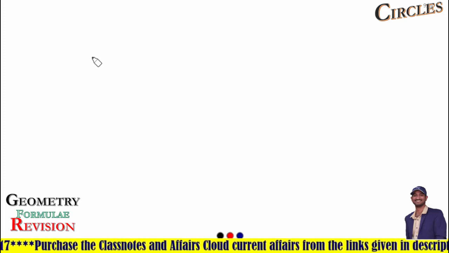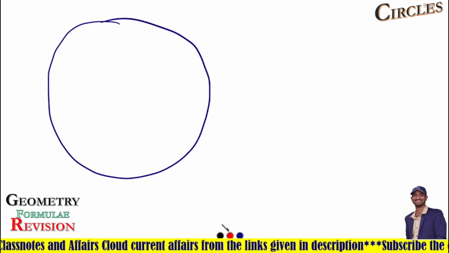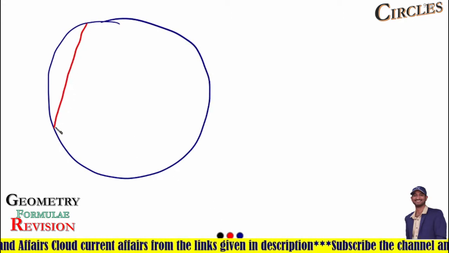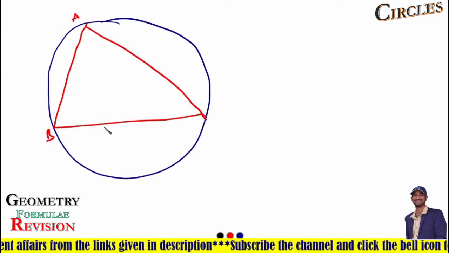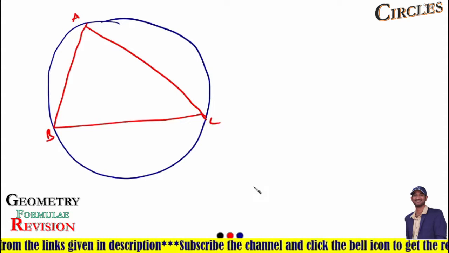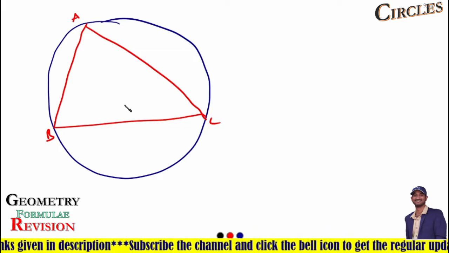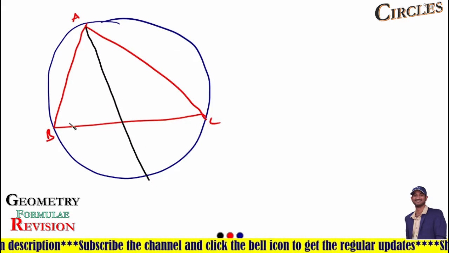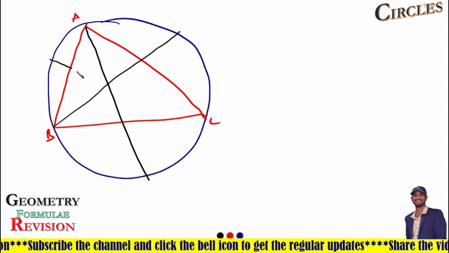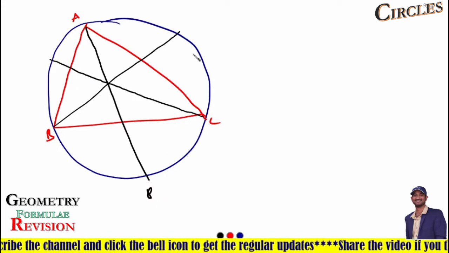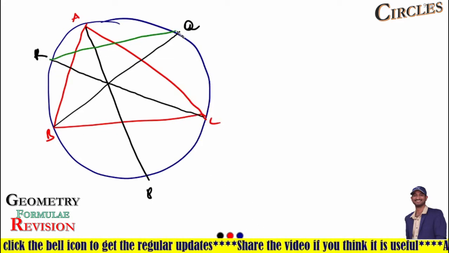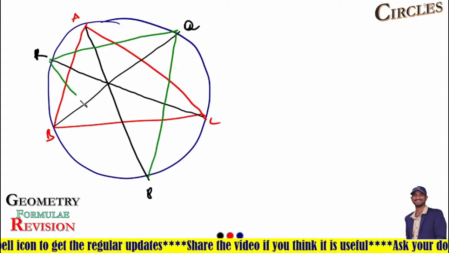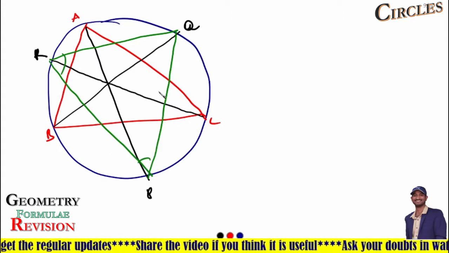Suppose there is a circle and a triangle is inscribed in it, or this is the circumcircle of this triangle, because all the vertices pass through the circle. Now, if the angular bisectors of the triangle intersect the circle at P, Q, R, and if I join these points, definitely I'll get a triangle. Yes or no? Now, what about the angles of this triangle PQR?